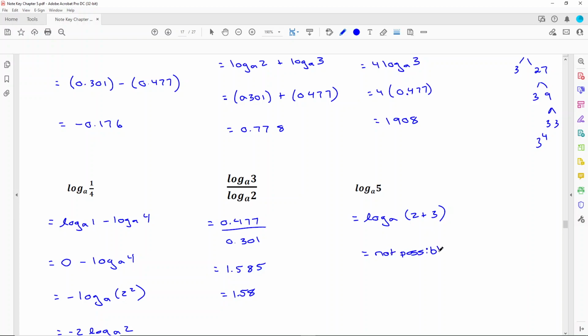Okay, I cannot evaluate this one because I can't make 5 into 2's and 3's. No matter how hard you try, you cannot find any combination of 3 to any exponent, 2 to any exponent to make 5. All right, last thing.